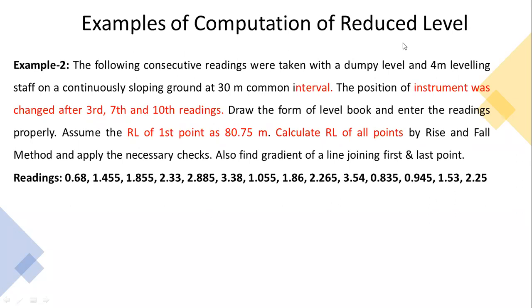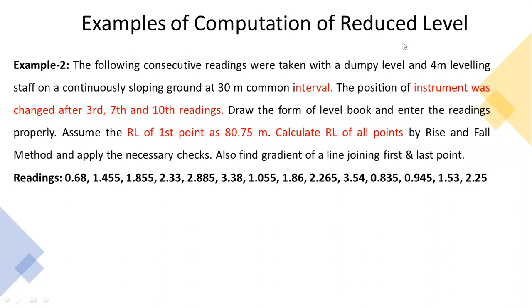Draw the form of level book and enter the readings properly. Assume the first RL is 80.75 meter and calculate the RL of all the points by the rise and fall method and apply the necessary check. Also find the gradient of the line joining the first and last point, right?